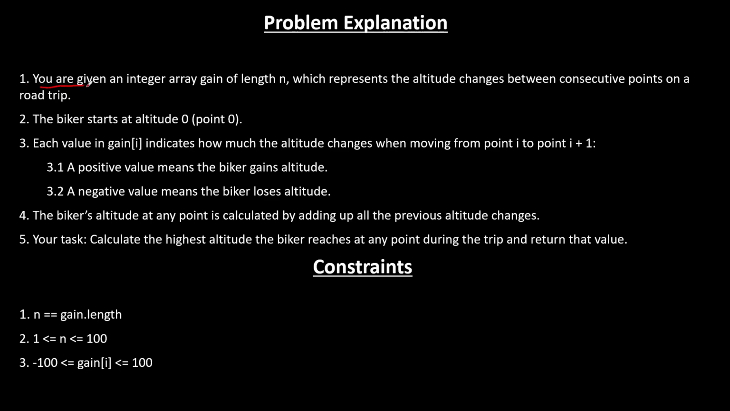So you are given an integer array gain. The name of the array is gain, which is of length n, which represents the altitude changes between consecutive points on a route trip. Okay, it basically represents an altitude change. Fine, these are the altitudes. Fine. So the biker starts at altitude 0, point 0 always.